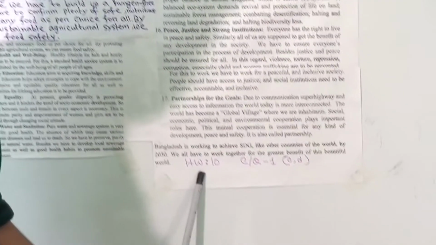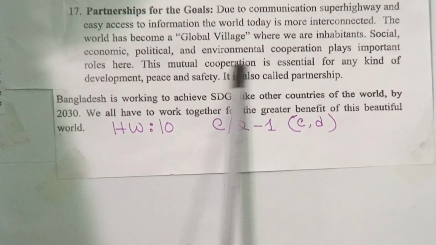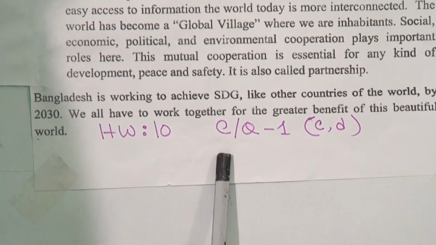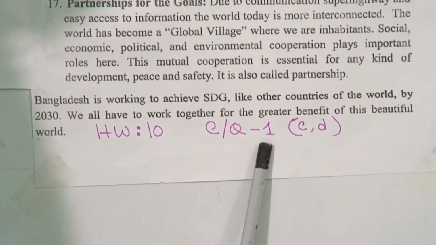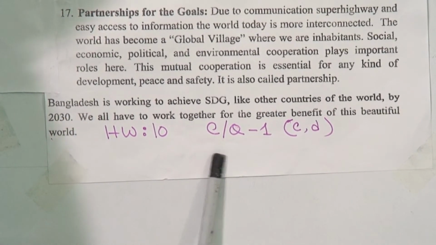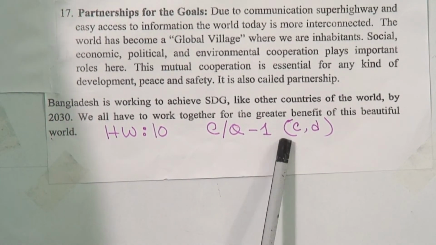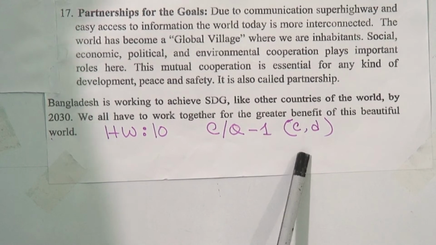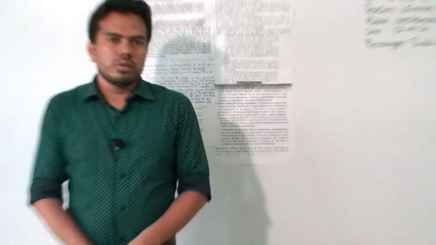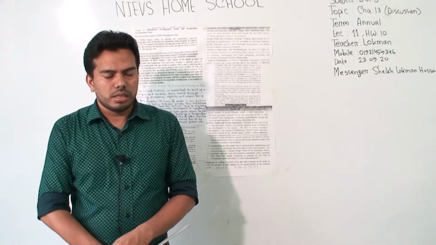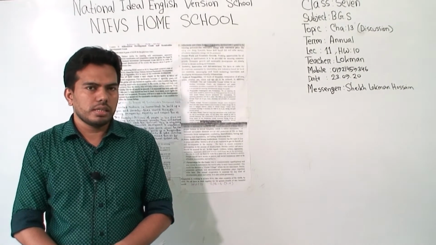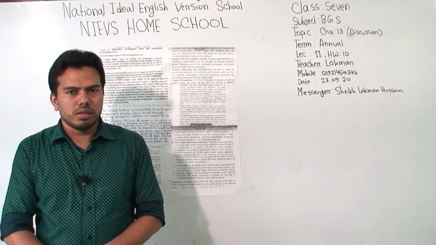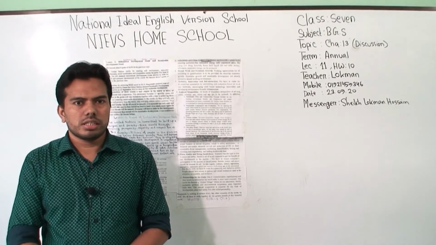Now take your HW. This is HW number 10. Regarding this chapter, there are some exercises. In the exercise, creative question number 1, sub-questions C and D are your HW. Only C and D are your HW. So do this HW in your HW copy and submit it this coming Sunday, and collect the previous HW also. Take preparation for the annual examination.